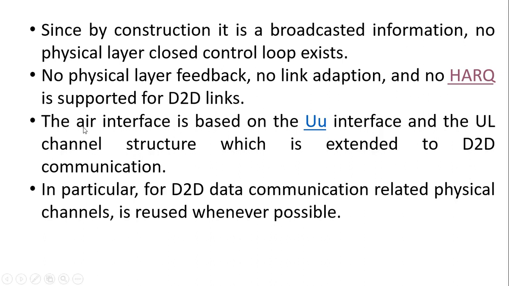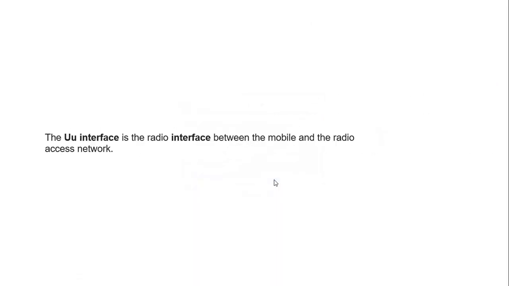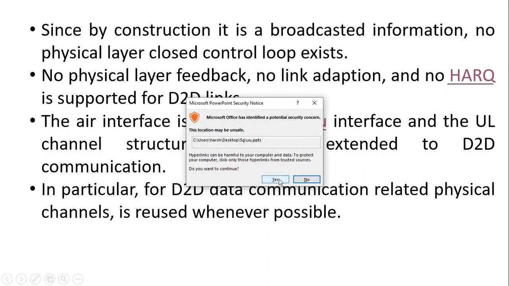Next, the air interface, that is the interface between the device to device, is based on the Uu interface and UL channel structure, which is extended to D2D communication. So what do you mean by Uu interface? Uu interface is nothing but a radio interface between the mobile and the radio access network.